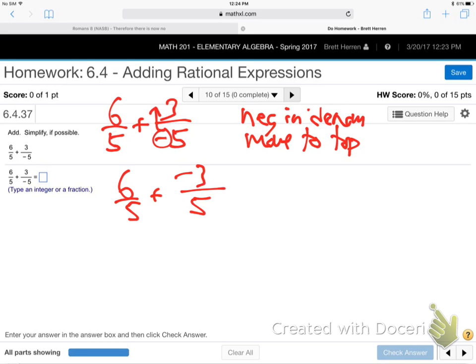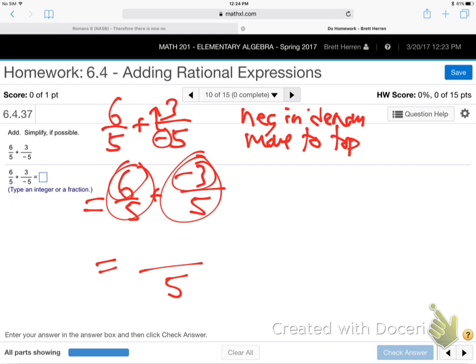So I move it up to the top, and then I can combine these two because they have a common denominator, don't they? These already have the same denominator. So it's just going to be 5 on the bottom. It's common. So all we do is the top. 6, take away 3. What's that? 3. We're done. 6 minus 3 is 3 on the top.